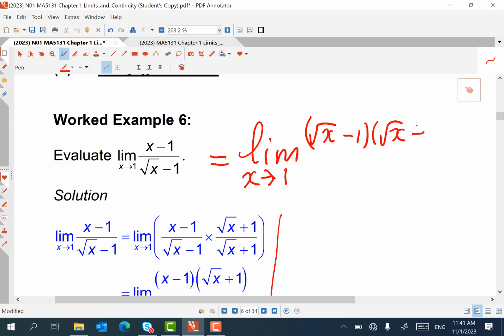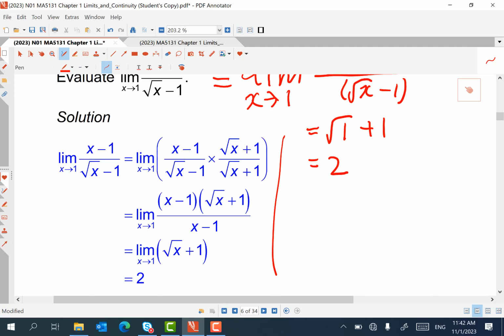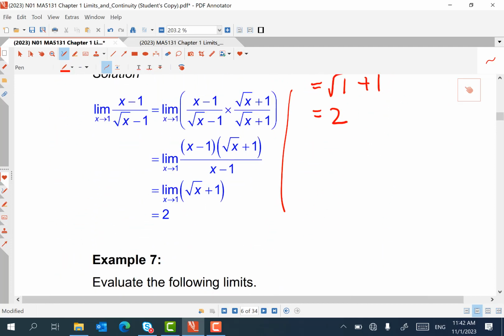Okay, thank you. You can do it this other way, you know. You can do it this other way, and this also gives you root 1 plus 1, and this is 2. So this example can be done in this manner, right?